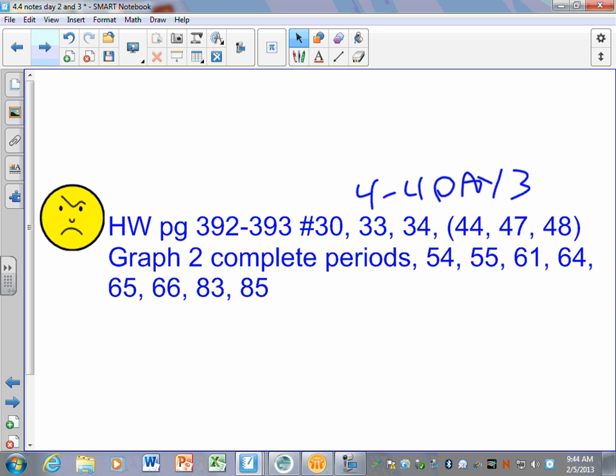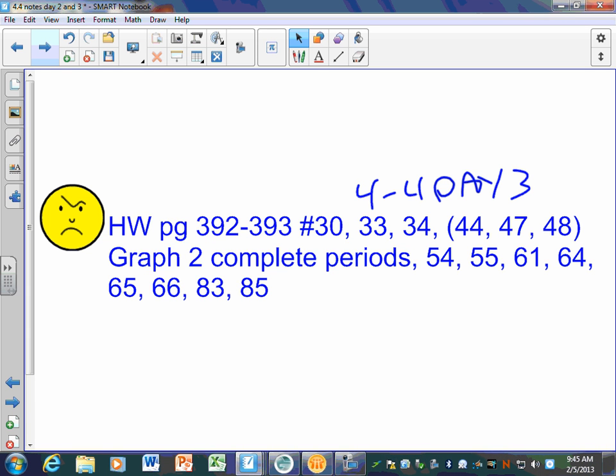You're welcome to describe it. I don't care if you describe it or not. I say graph it. Find the amplitude, find the period. So make sure you put those in parentheses. The ones that are in parentheses, 44, 47, 48, you're just going to graph 2 complete periods.